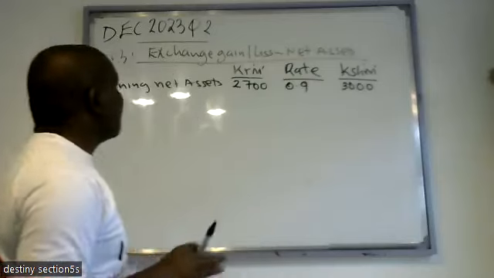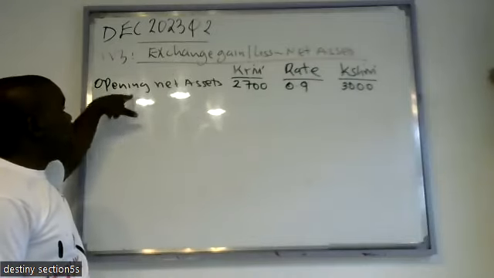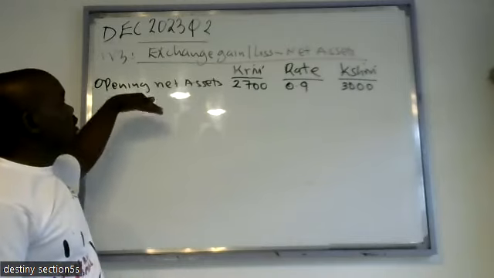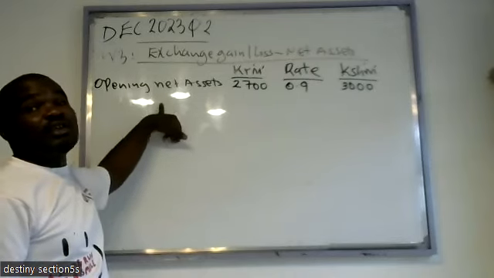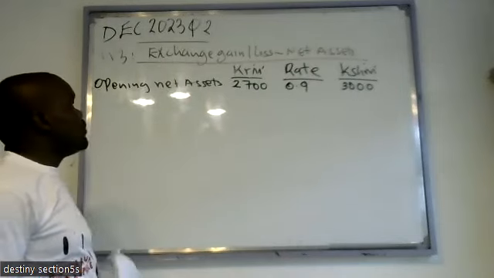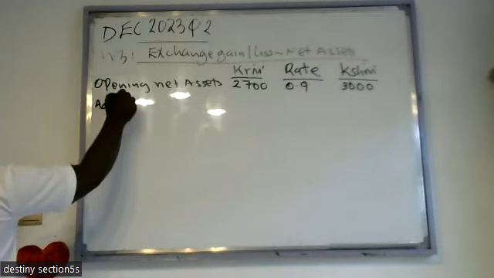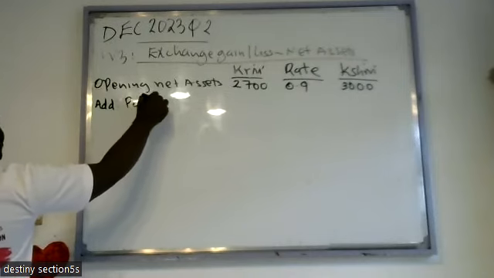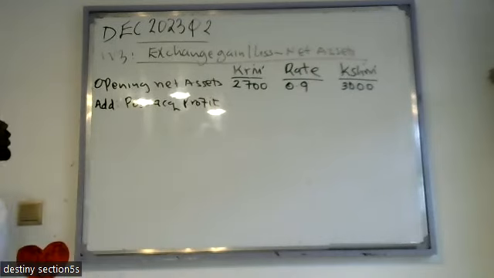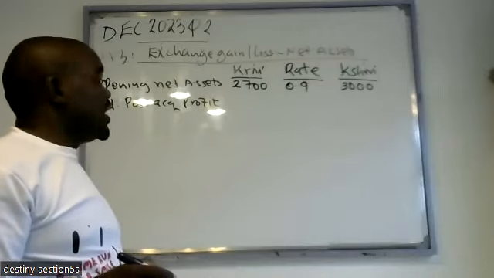So if we want to compare opening net assets with the closing net assets, what will lead to the increase in net assets is profit. Profit is the one which you will keep on topping up. So you come here and say, add post acquisition profit. When you add post acquisition profit, you will comfortably get the closing net assets.